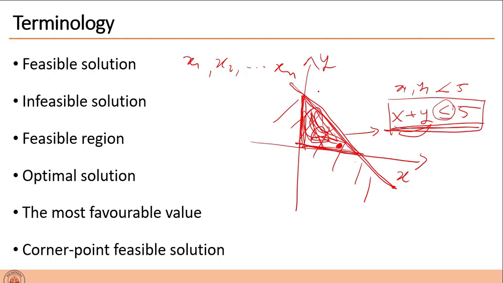Let's look at optimal. What is an optimal solution? A feasible solution that has the most favorable value of the objective function is what we call the optimal solution. The most favorable value is the largest value if the objective function is to be maximized, whereas it is the smallest if the objective function is to be minimized. In this case, these could be the points that lead us to either the minimum or maximum. Most problems will have just one optimal solution.